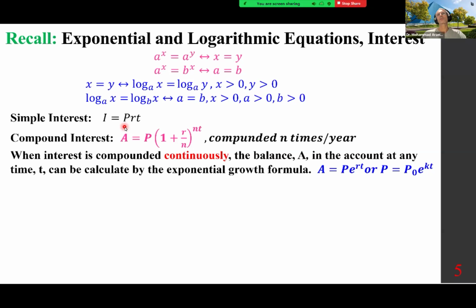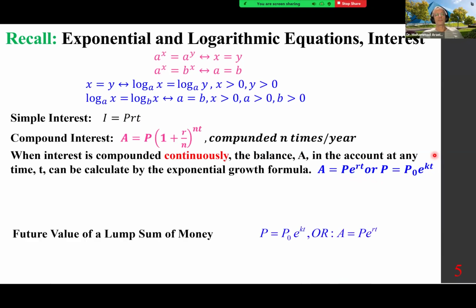Simple interest: I equals PRT. Compound interest: A equals P times (1 plus R over N) to the power of NT. P is the principal, R is the rate, T is the time in years, and N is the number of times it gets compounded per year. And if it's compounding continuously, A equals P e to the power of RT, or P sub 0 e to the power of KT. R or K is the growth rate.